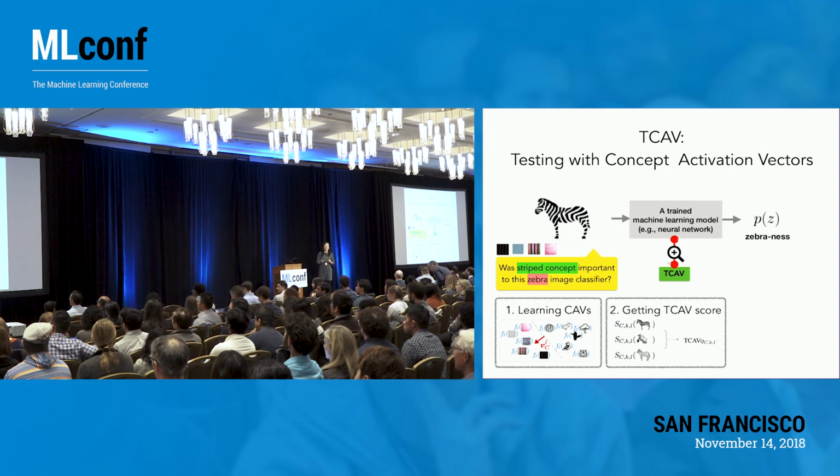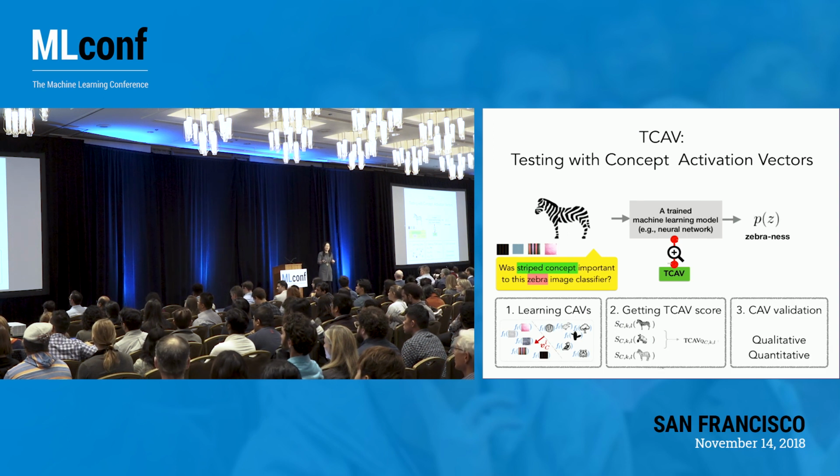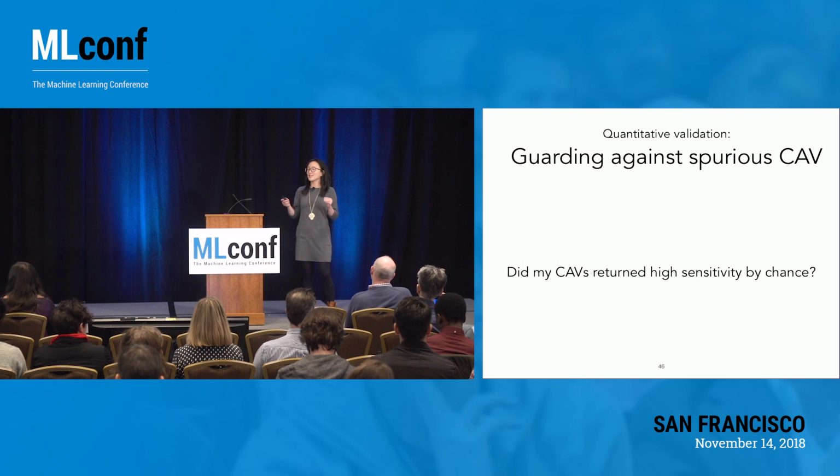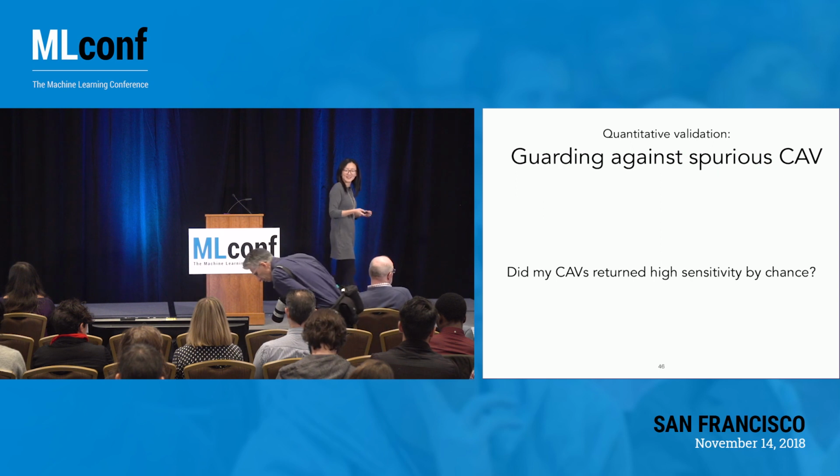One more thing, though. We got this CAV, the vector, from a high-dimensional activation space. So we kind of wonder, well, what if this vector returned high sensitivity by chance? Can we check?